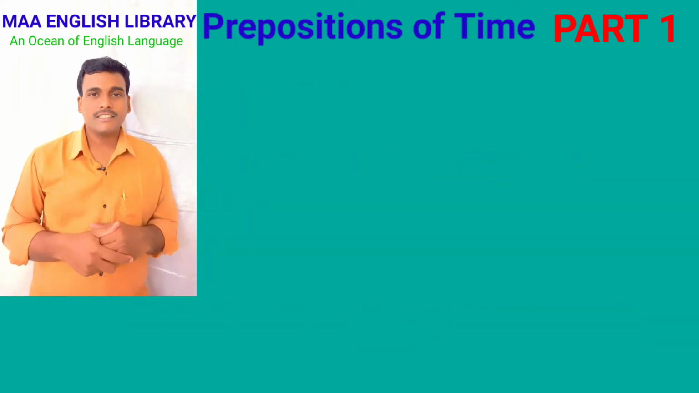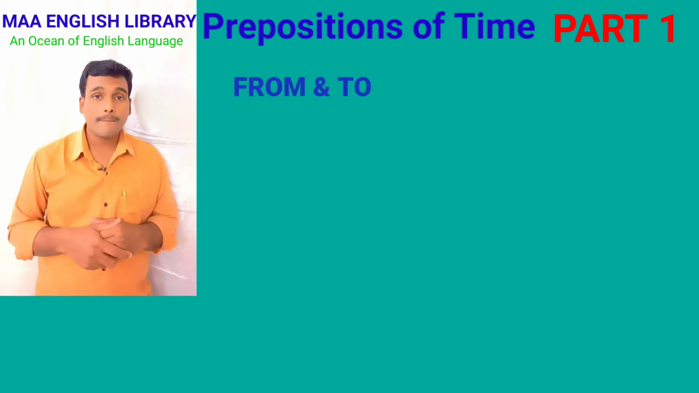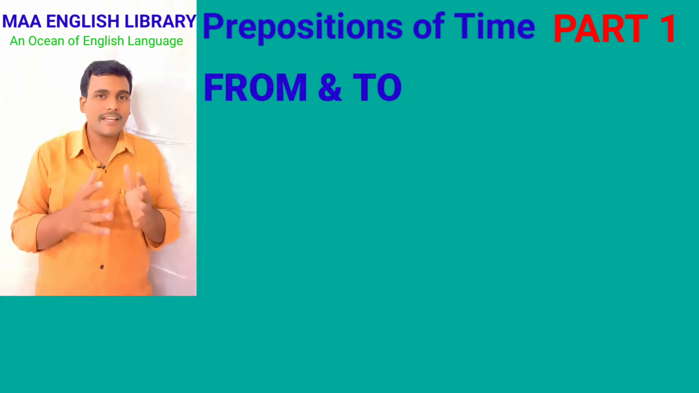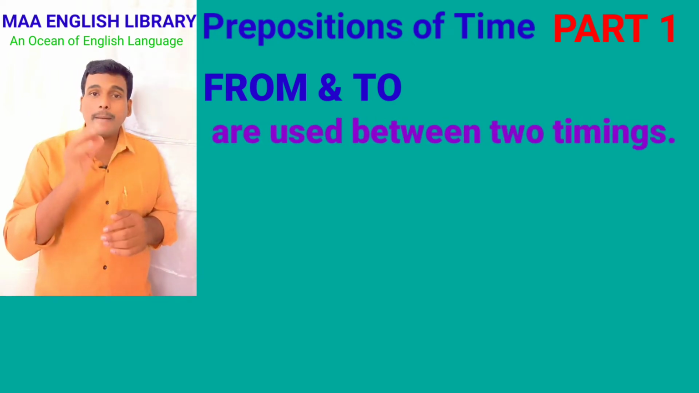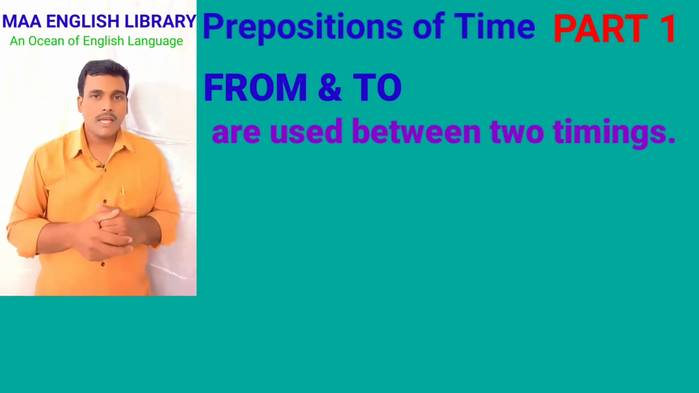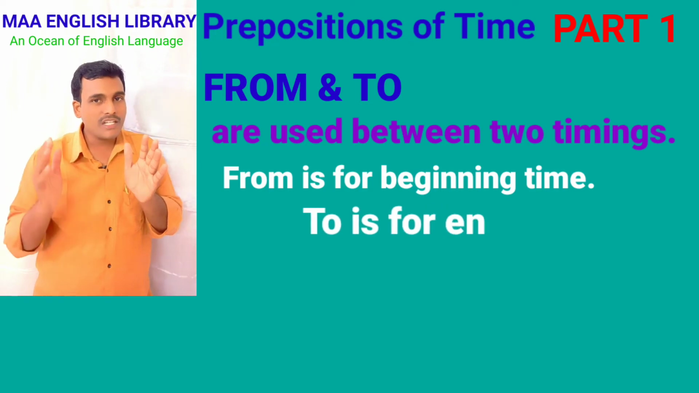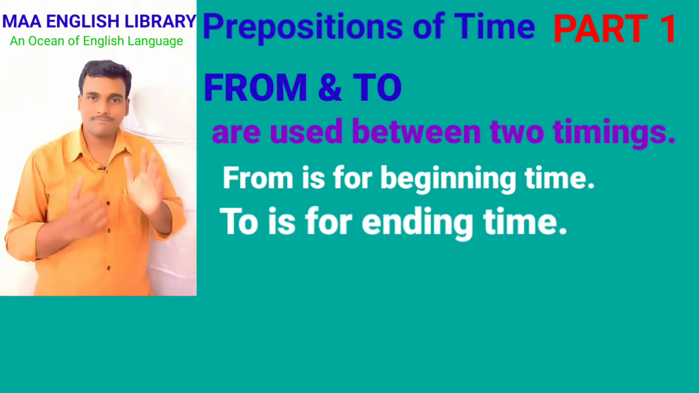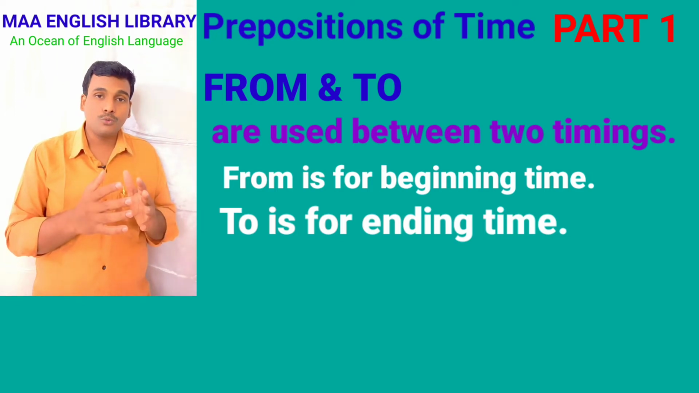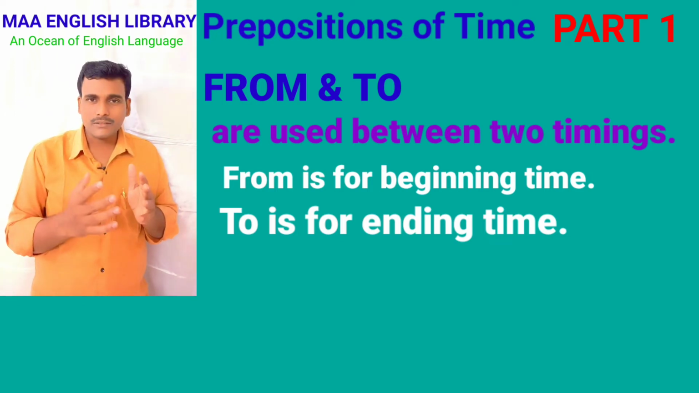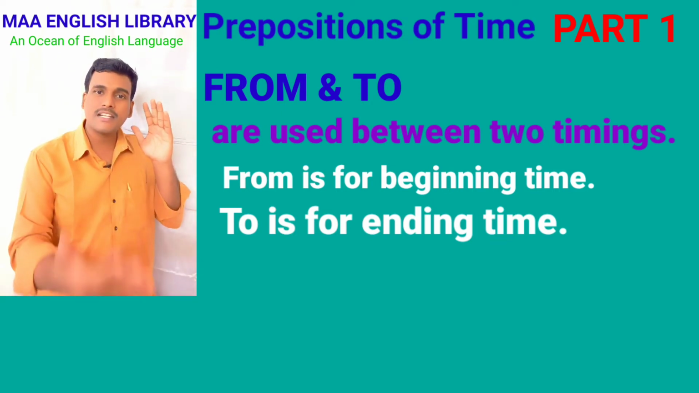Okay, and next one, last but not least, they are "from" and "to". Most of the time, "from" and "to" are used together when we are indicating time. "From" indicates the beginning of time and "to" indicates the ending of the time. Here we can see "from" and "to" can be used in any tense, no problem.